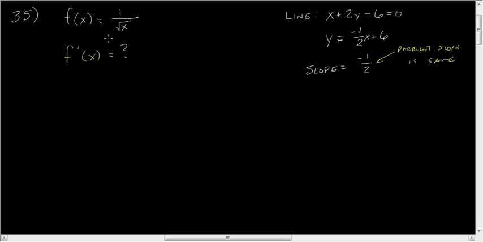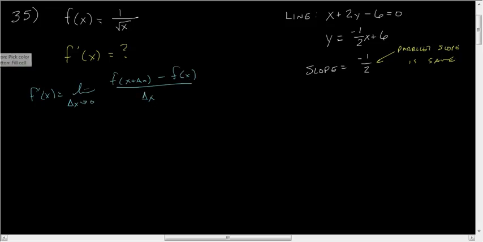Okay, and so we need to find the derivative of the square root of x. Now this one's going to be a little bit tougher as far as using the limit to find it, but it's still quite doable. So let's go ahead and formally define it. Our derivative is defined as the limit as delta x tends to 0 of f of x plus delta x minus f of x, all over delta x.